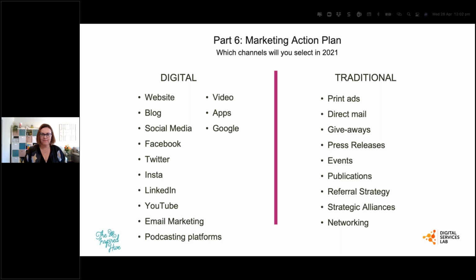Of course, you've got all your traditional media, and that's your print ads in any type of newspaper or publication. You've got direct mail, giveaways that you might provide at markets, shopping centres. You've got press releases, events that you might be putting on, or events that you might be attending, publications, referral strategies, strategic alliances, and networking.